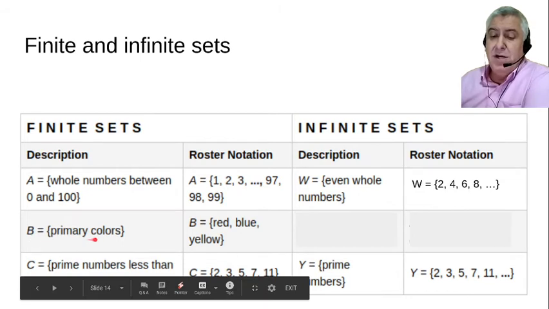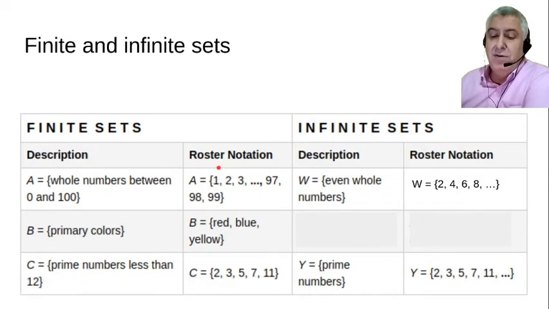Here B is all the primary colors, so we have the primary colors listed here, both the description and the roster notation for you. C, the description is the prime numbers less than 12, or if we use roster notation, 2, 3, 5, 7, and 11. And so all of those have some limited number, we could count them.